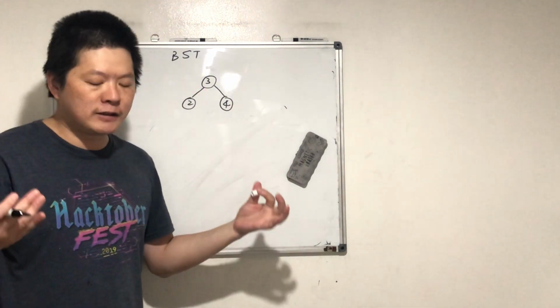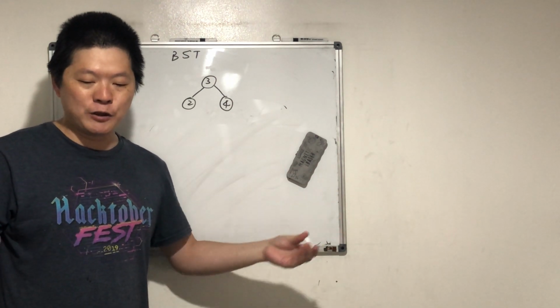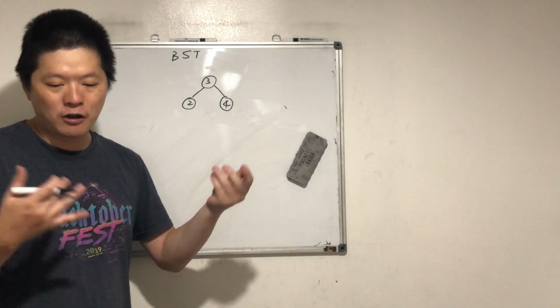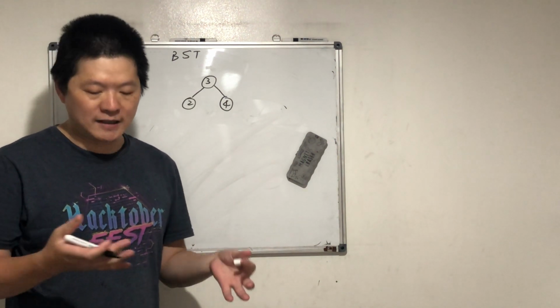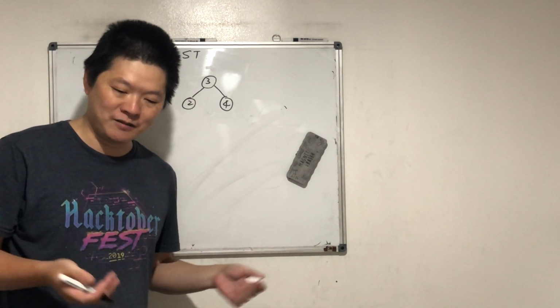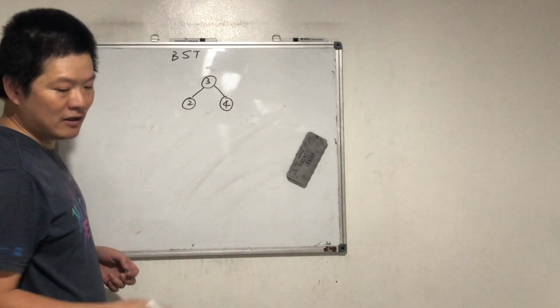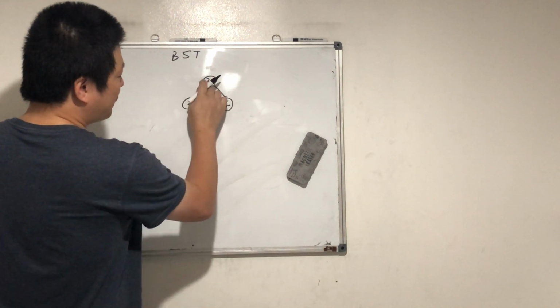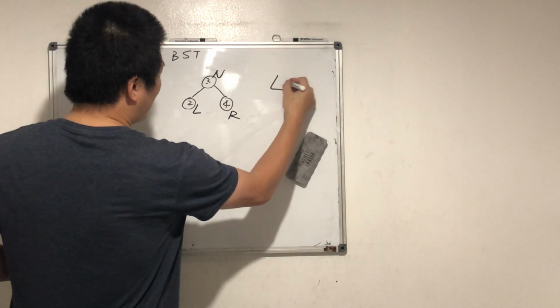Which order gives the list in order? If we traverse the binary search tree, in which order do we get the sequence in sorted order? In order. Well done, in order, which is 2, 3, 4. This is left, this is right. So it's L and R.